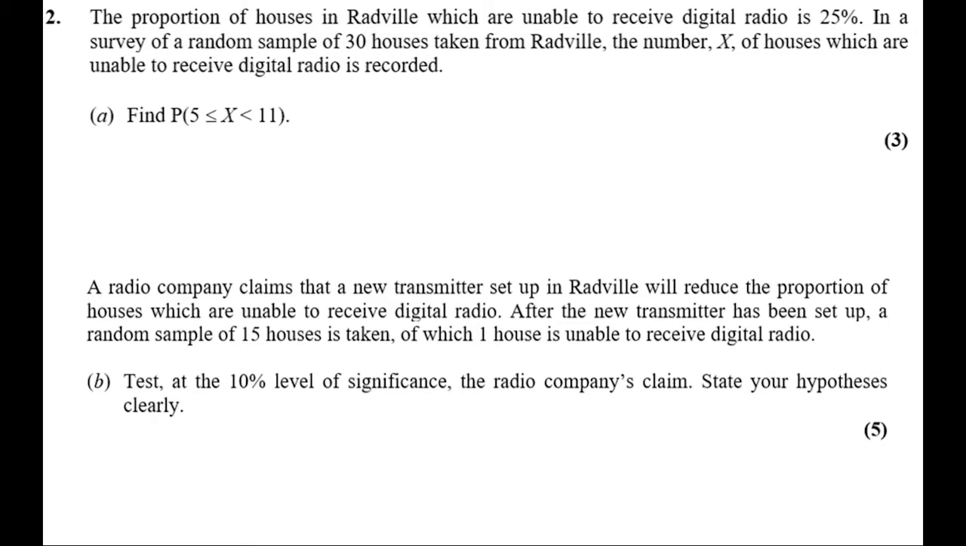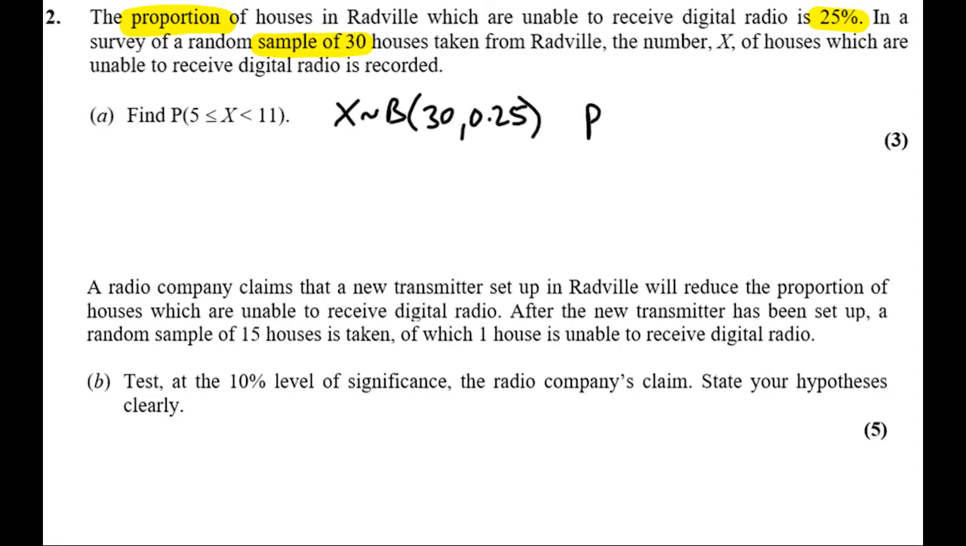Okay, a few things to spot in the question. Firstly, I've been told a proportion, 25%. So the proportion of houses in Radville unable to receive digital radio is 25%. In a survey of the random sample of 30, so I know the sample size, which will be my n value, and hopefully you've spotted by now we are working with a binomial distribution. X follows a binomial where n equals 30 and p equals 0.25.